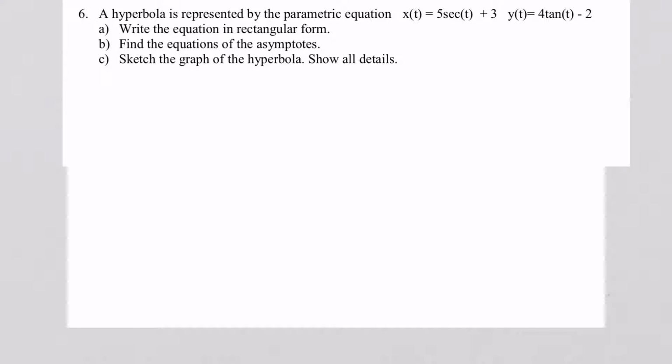Okay, problem number 6. A hyperbola is represented by the parametric equation x equals 5 secant of t plus 3, y equals 4 tangent of t minus 2. All right, so let's go ahead and write the equation in rectangular form.